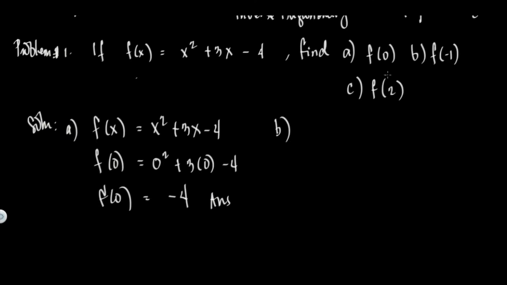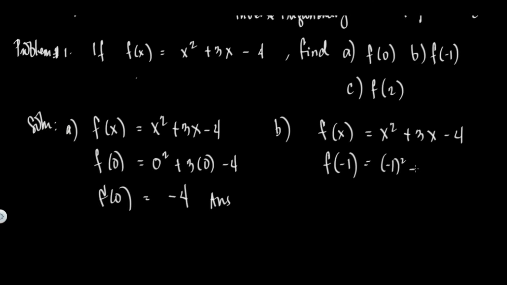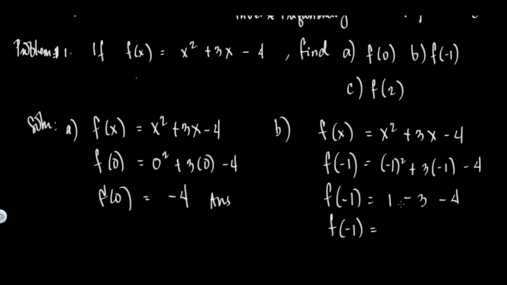Okay, for B, f of negative 1, at first, you copy the function. So, x squared plus 3x minus 4. So, we have here f of negative 1. So, plug in the value, substitute the value, negative 1 squared plus 3 times negative 1 minus 4. Okay? F of negative 1 is equal to 1 squared is 1. 3 times negative 1 is negative 3 and minus 4. So, f of negative 1 is equal to negative 6. Okay? Yes, negative 6. So, this is your answer.